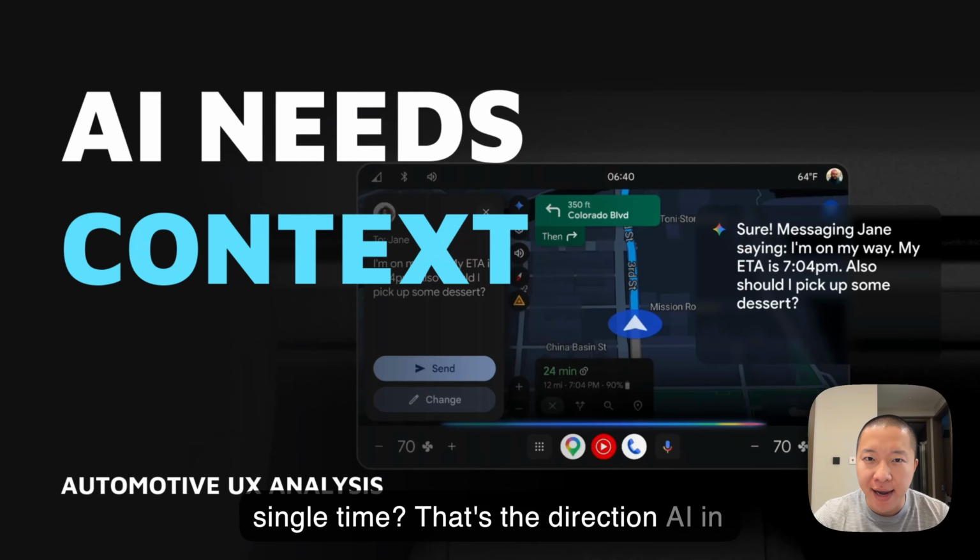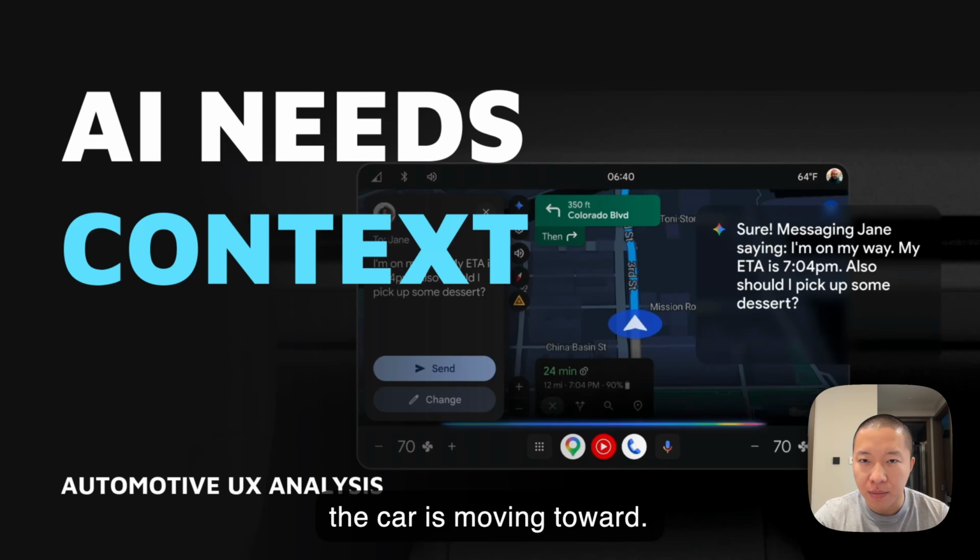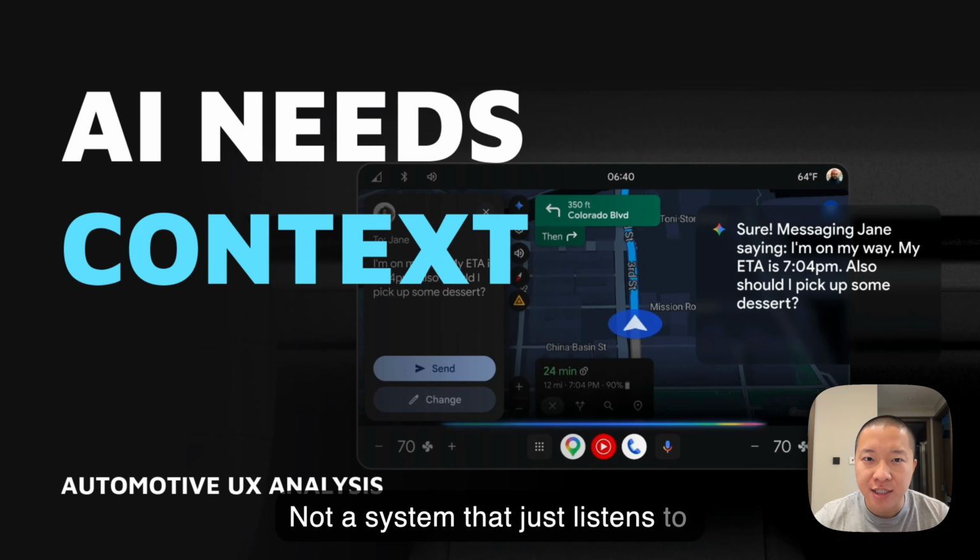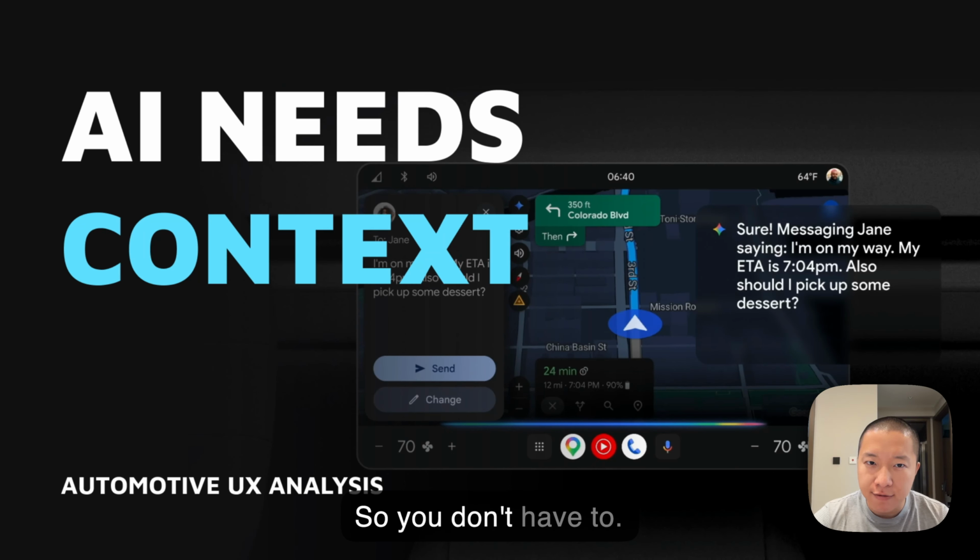That's the direction AI in the car is moving toward. Not a system that just listens to commands, a system that already carries part of the context. So you don't have to.